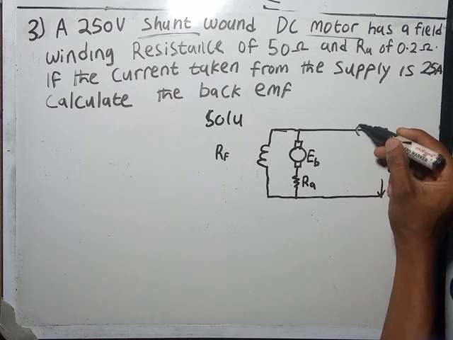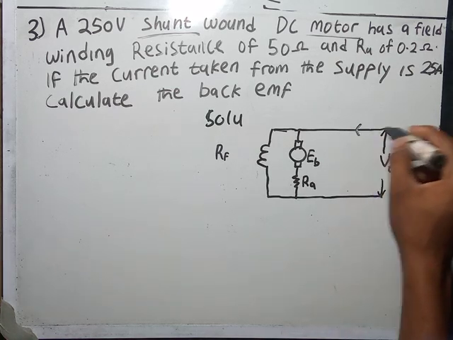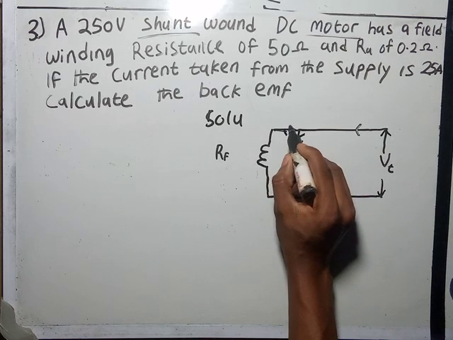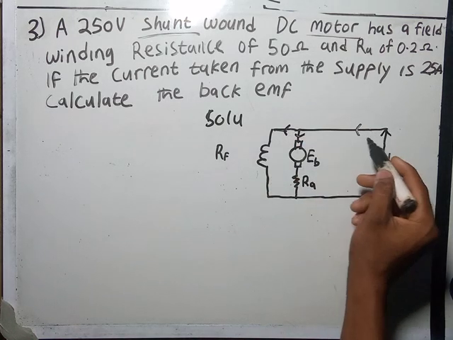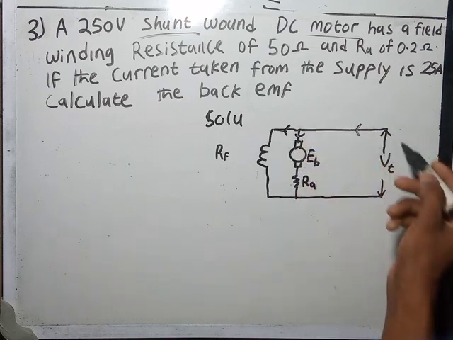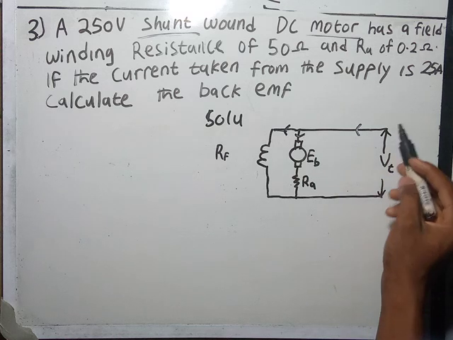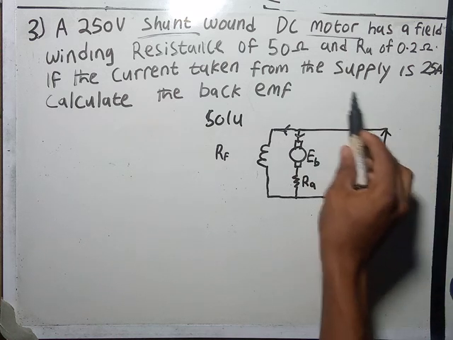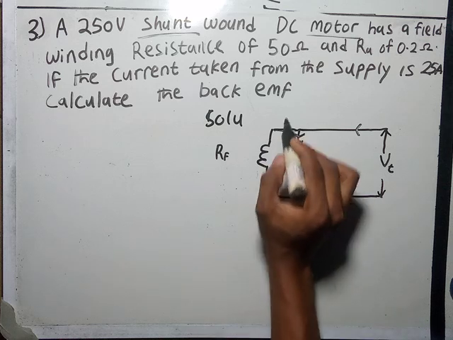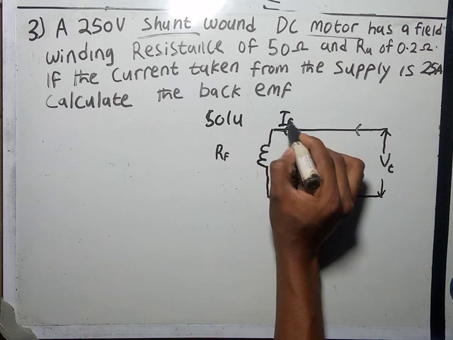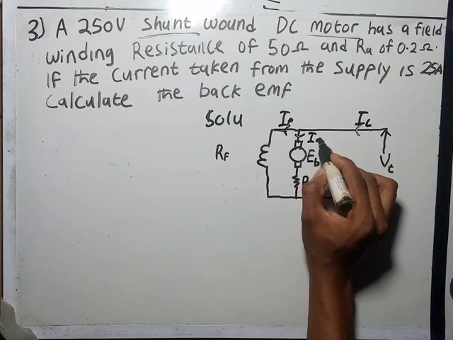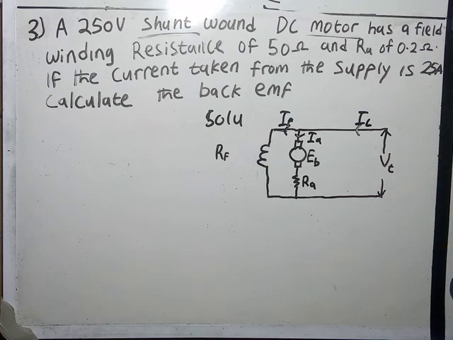We'll be having our arrow in this direction, no longer in the other direction, supplying to this and to this. While in a generator it was the other way around, this time the terminal voltage is supplying current to these other two parts. So take note of that. You have here to be your IF, here to be your IL, here to be your IA.